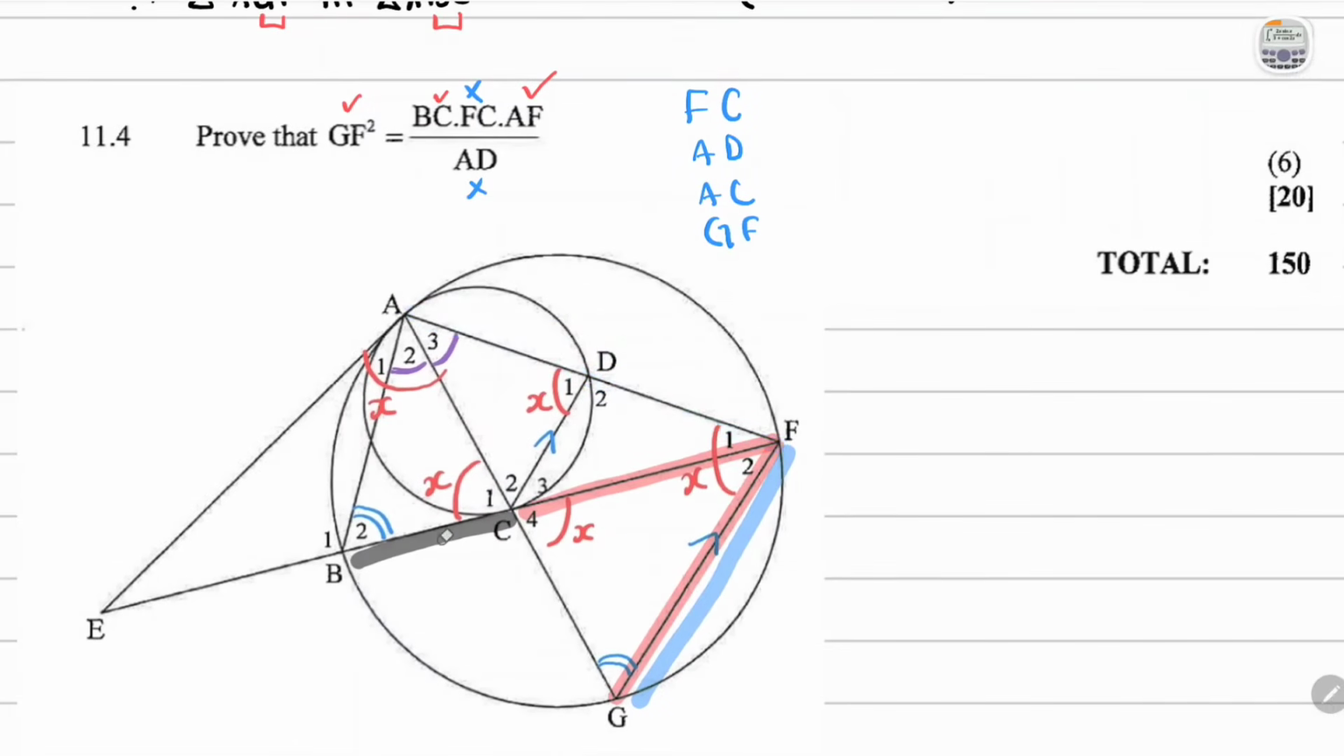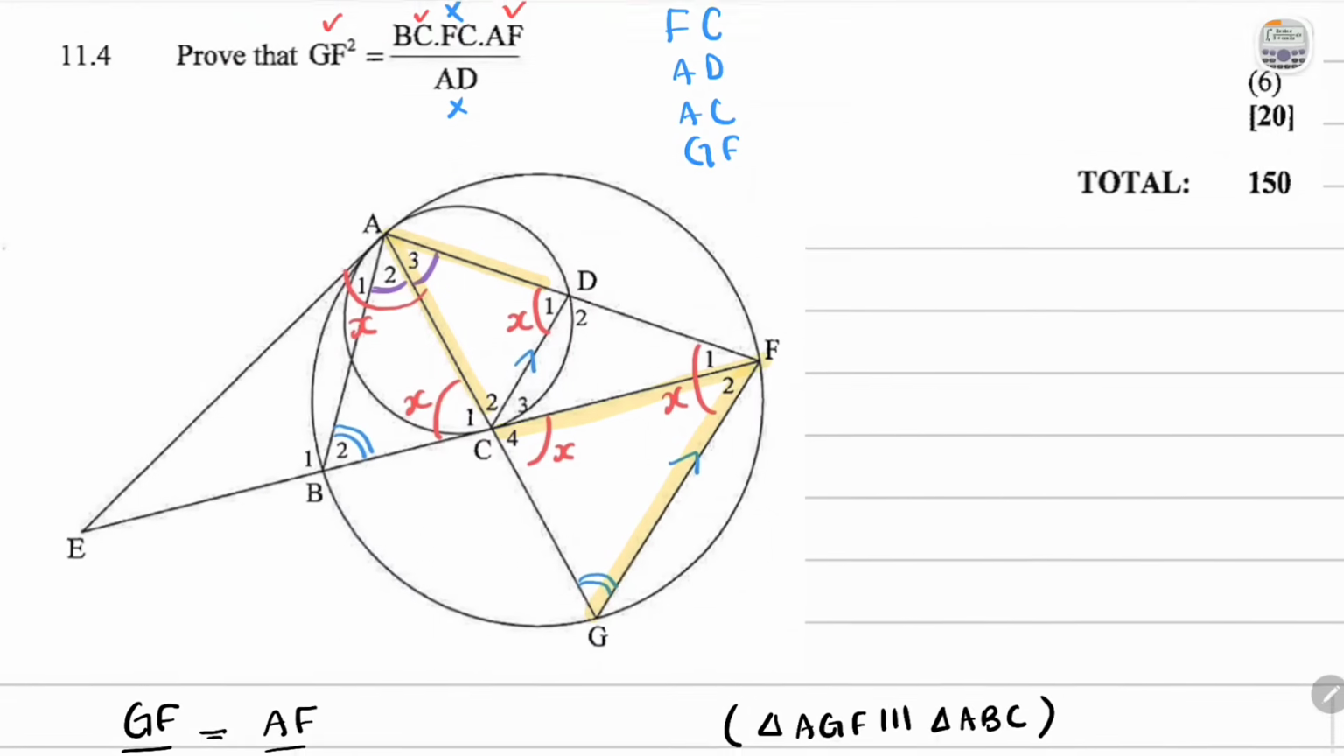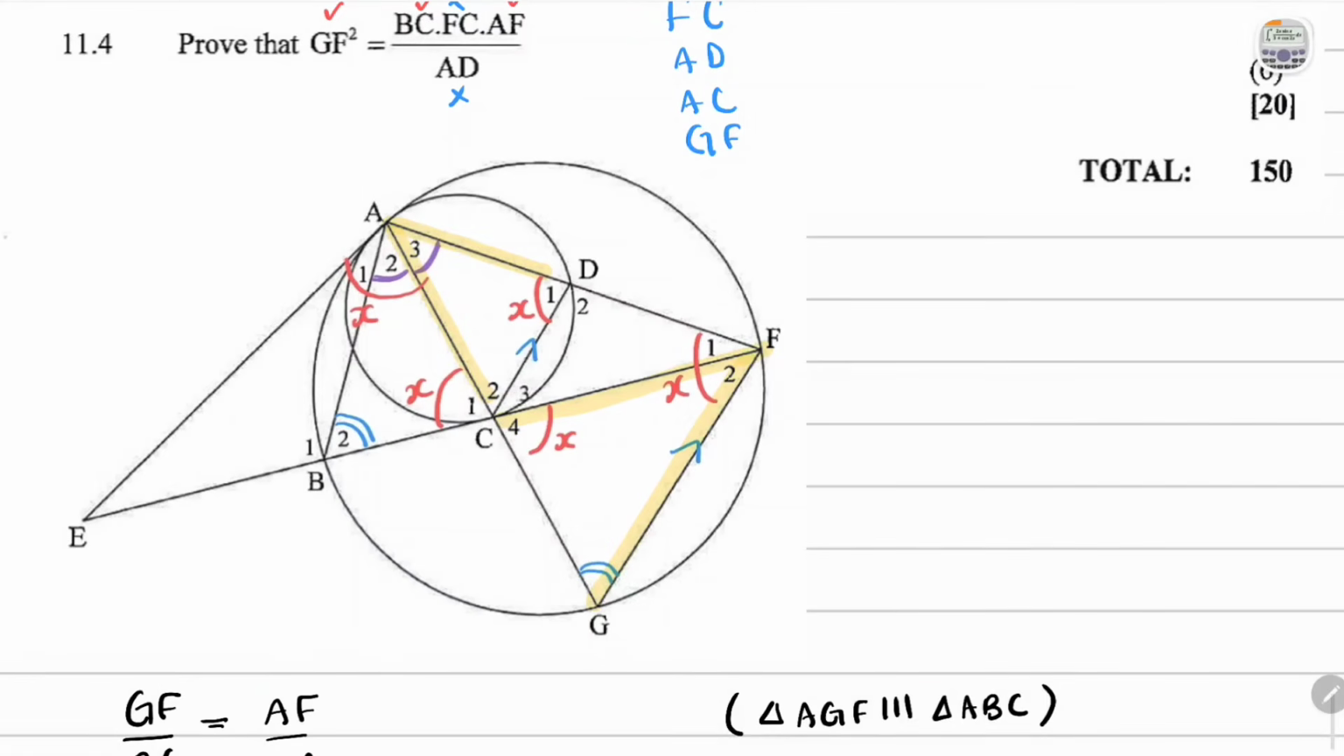Okay, so let's just remove these and just see. We need an FC. So FC is this. We need an AD here. We need an AC. So you can already see this triangle is probably involved. And GF. We need a GF. Okay, so it's these two triangles that we can actually use to form this. We can use this triangle here and this triangle here.